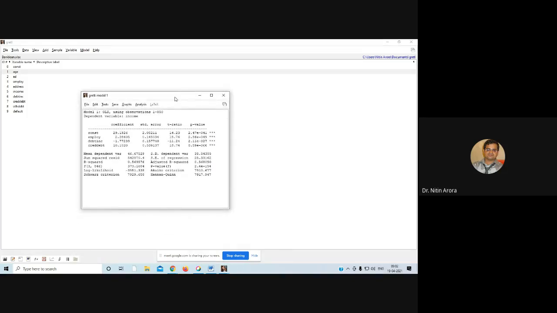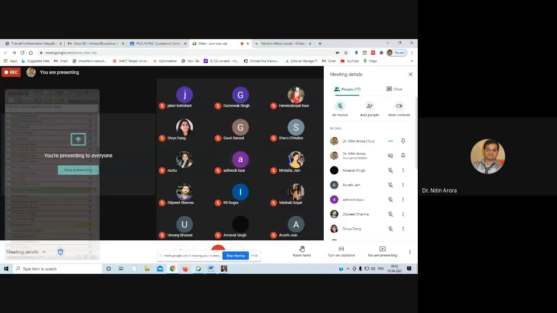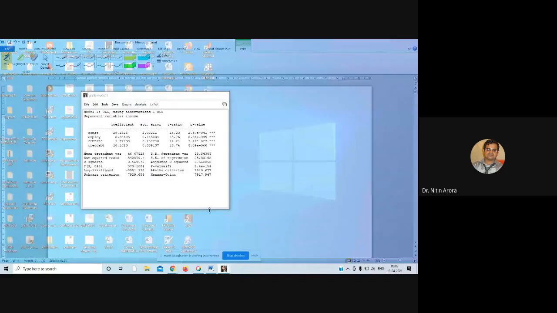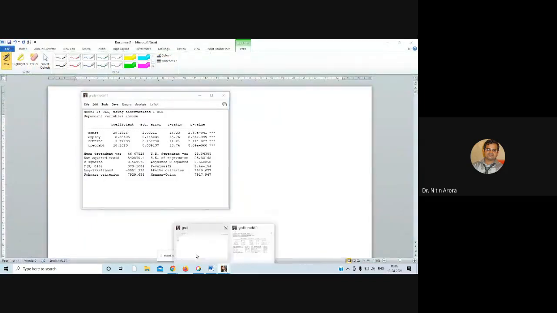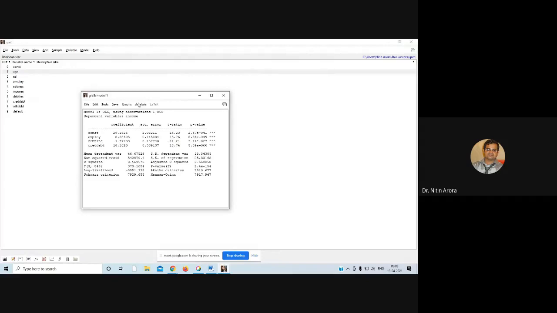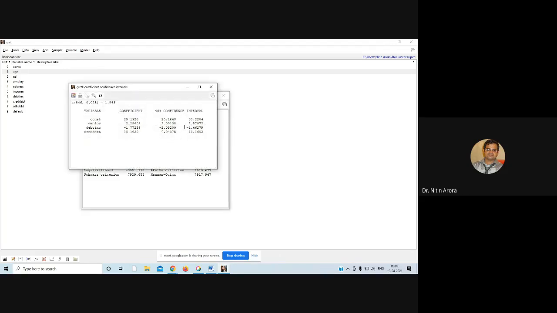I had interpreted these results for you. Now let me show you there are more statistics which we can obtain in Gretl. We can go to the analyze option given in the results. We can get the confidence interval for these coefficients. For each coefficient the confidence interval is constructed.